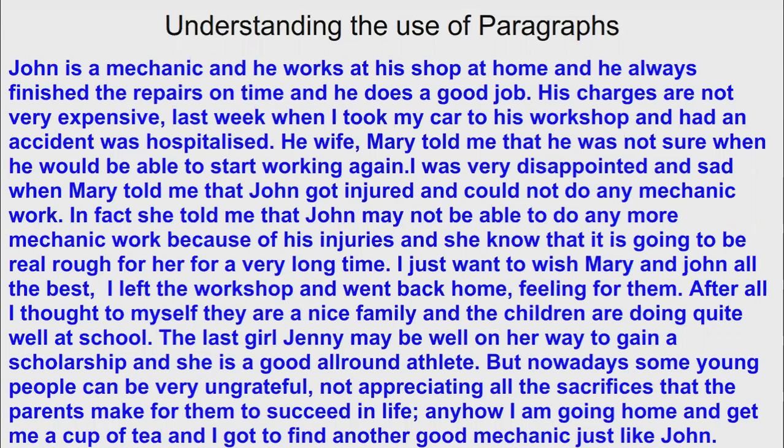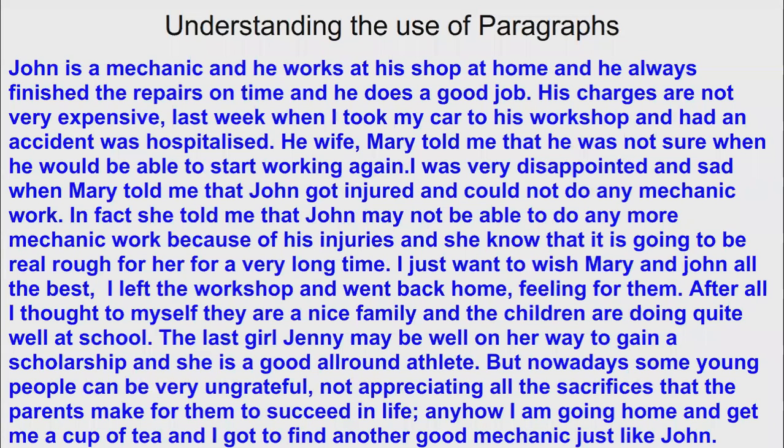I would say we can add that to the paragraph, and that would be perfectly correct. But we would have to stop at expensive and use a full stop. And that is because we were speaking specifically about John. So the subject of the paragraph was John being a good mechanic who works at home, and he is not expensive. He does not charge you exorbitant prices for work that he does.